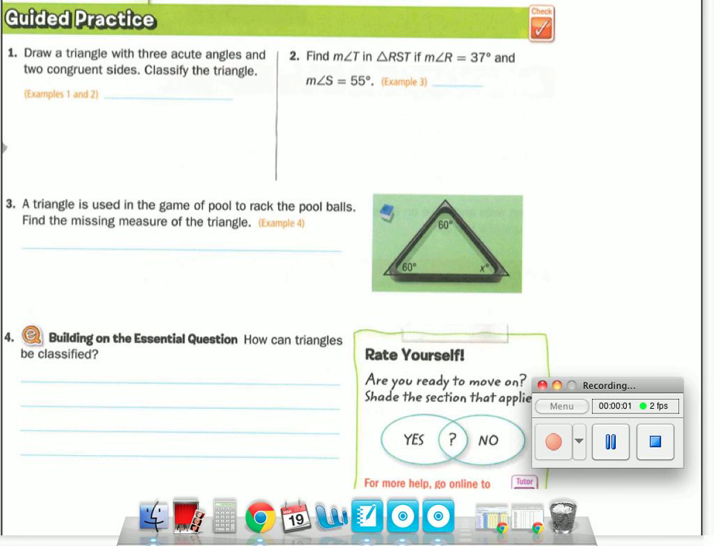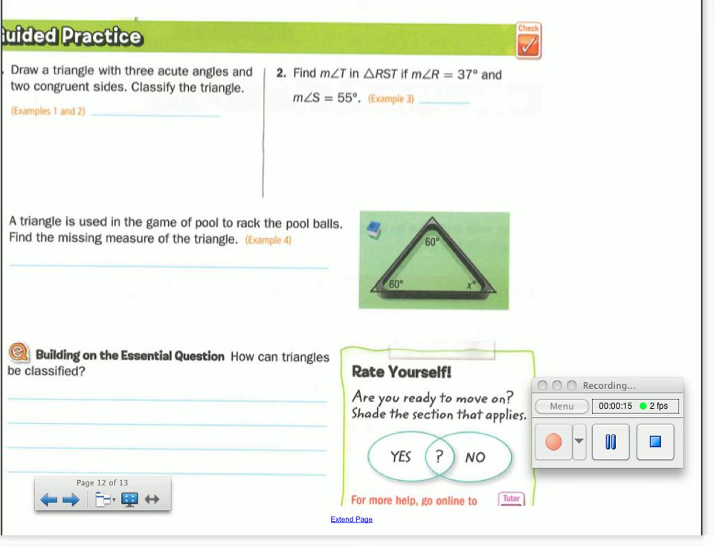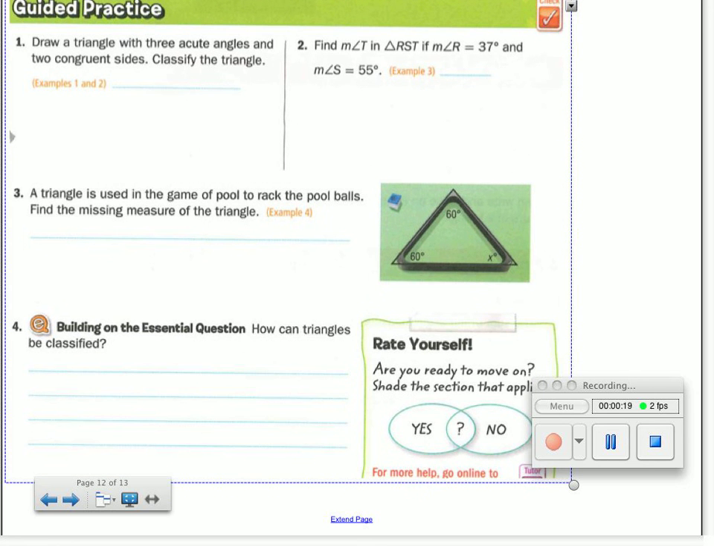Alright, so number 1 says draw a triangle with 3 acute angles and 2 congruent sides and also classify the triangle. So 3 acute angles and 2 congruent sides. So I would go ahead, think about my sides. Go ahead, think about your sides. You need 2 that are the same length.